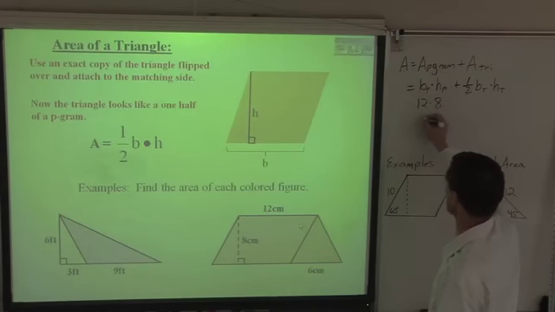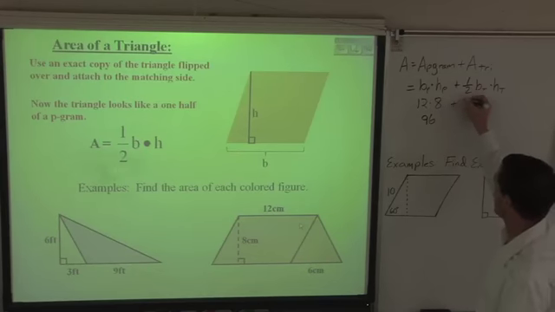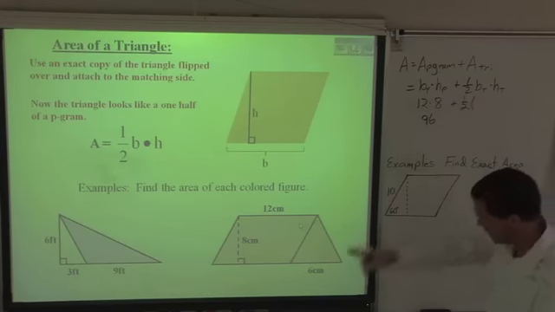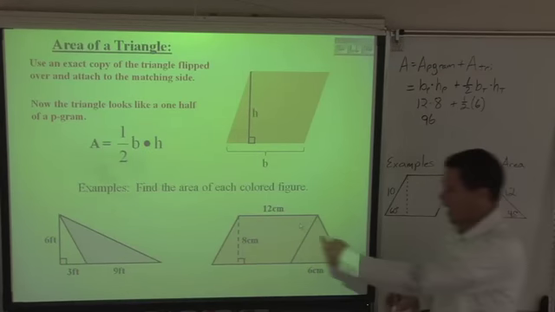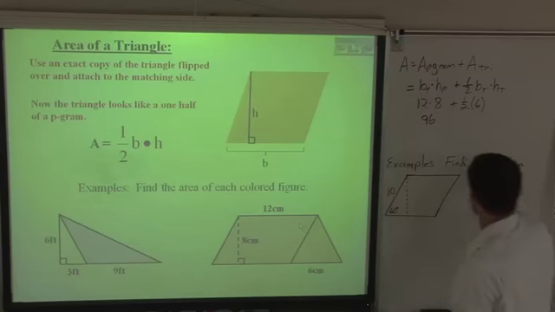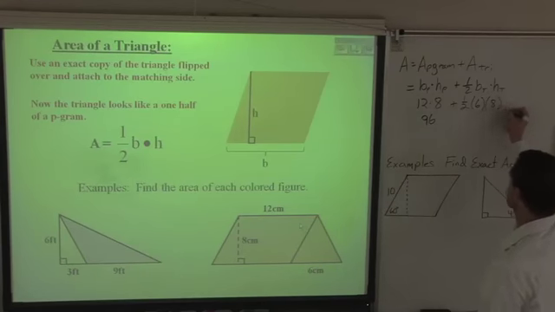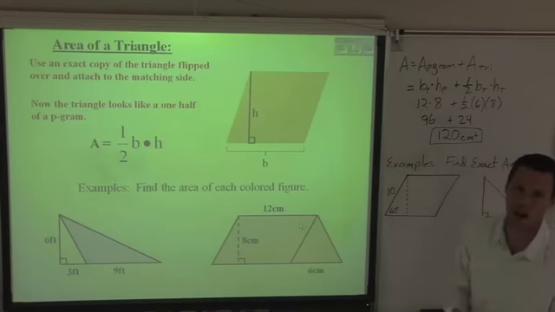Now, the base of the parallelogram is 12 and the height is 8, so I got no problem here. 12 times 8, so that's 96. And I have 1/2 of my base of my triangle, which is 6. And the good thing is the height of my triangle is still 8. Same thing. So, times 8. So that becomes 24. 96 plus 24 is 120 centimeters squared, and we have our area of our composite figure.